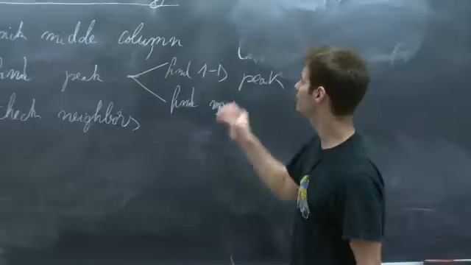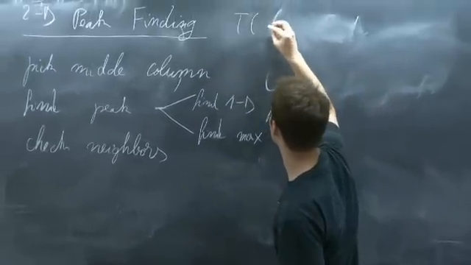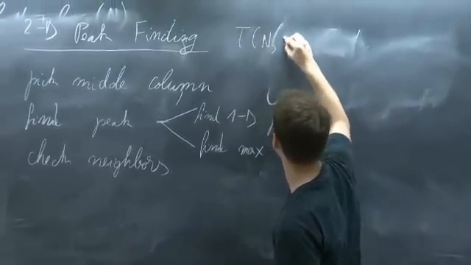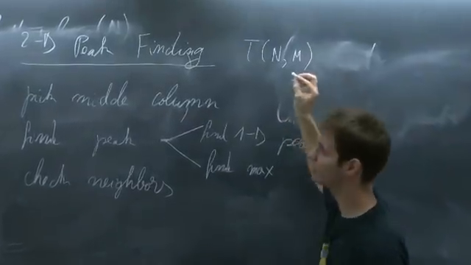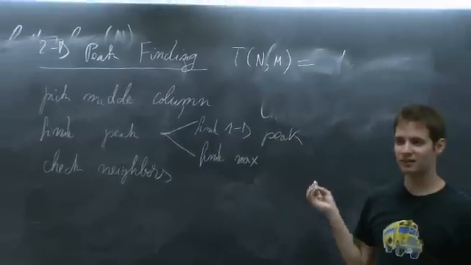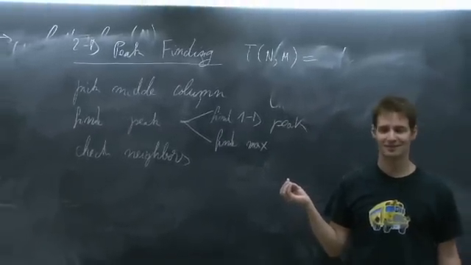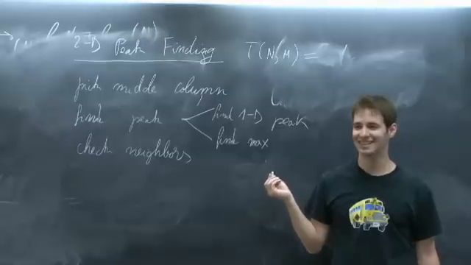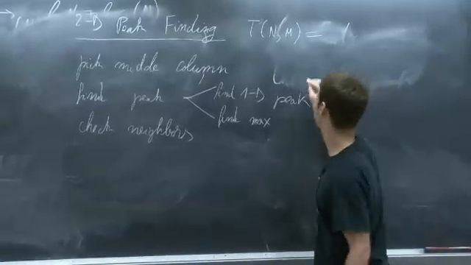Does anyone want to help me? So this is T of N, M, right? And rows and columns. So what's the running time for the first step? Come on, this is the easy one. Yes? It's a constant. Perfect.